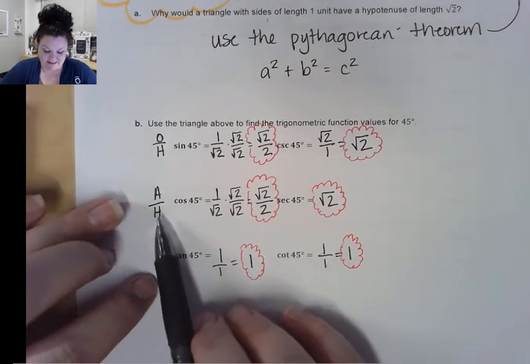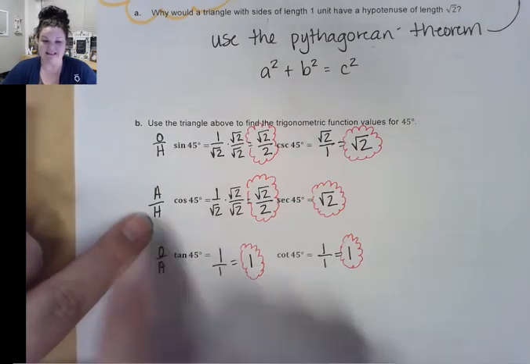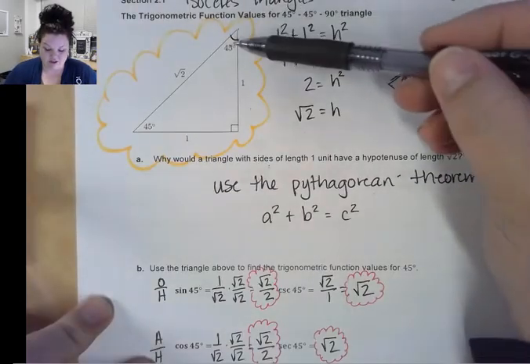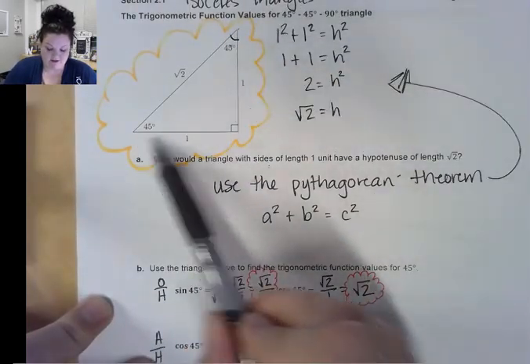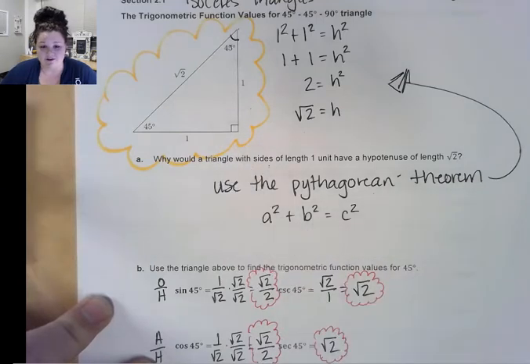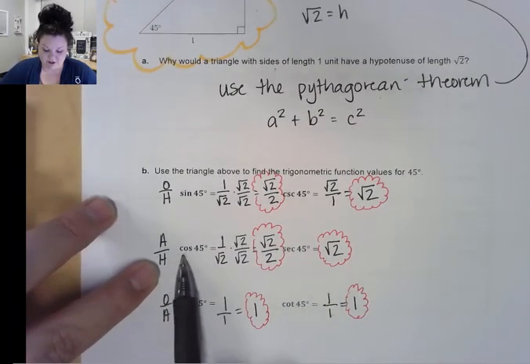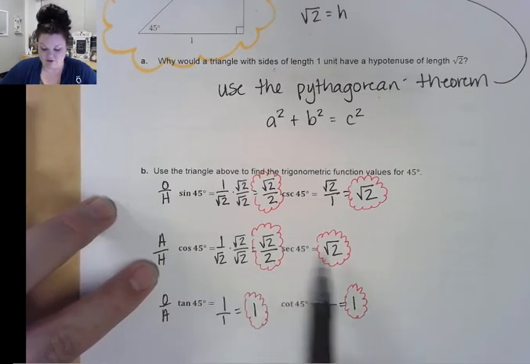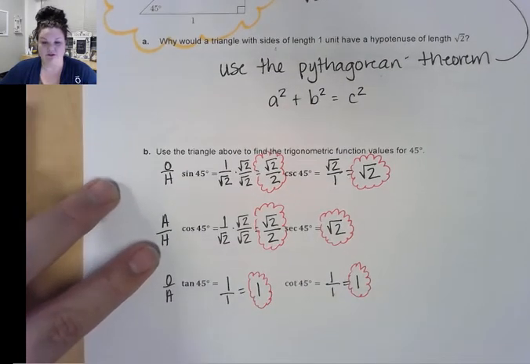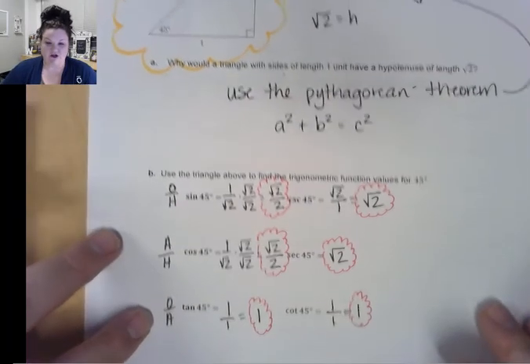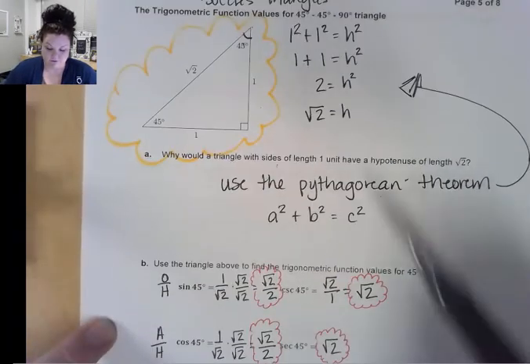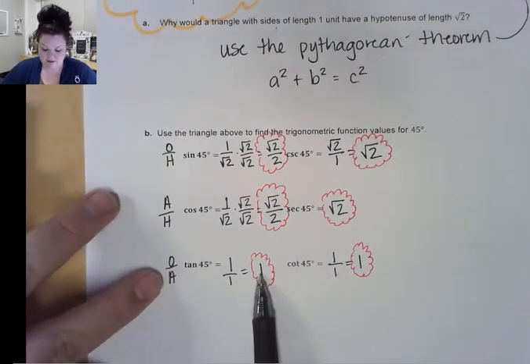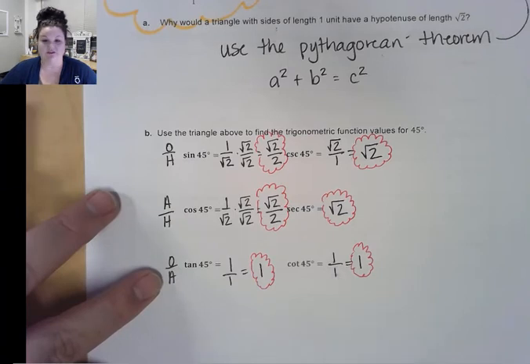When we do adjacent over hypotenuse, we actually should get the exact same thing as when we did opposite over hypotenuse, right? Because notice our adjacent side and our opposite side have the same value, right? So again, for cosine, we should get square root of 2 over 2. And then if we flip our original one, right, our secant should give us square root of 2. And then our tangent, which is our TOA, opposite over adjacent. So 1 over 1, which is 1. And when we do the reciprocal, we still get 1.